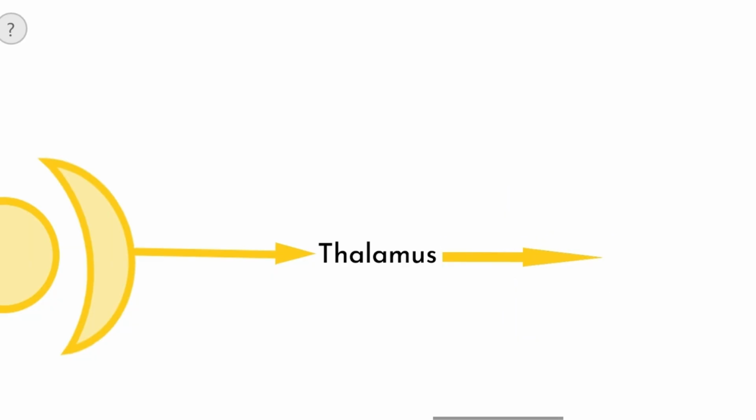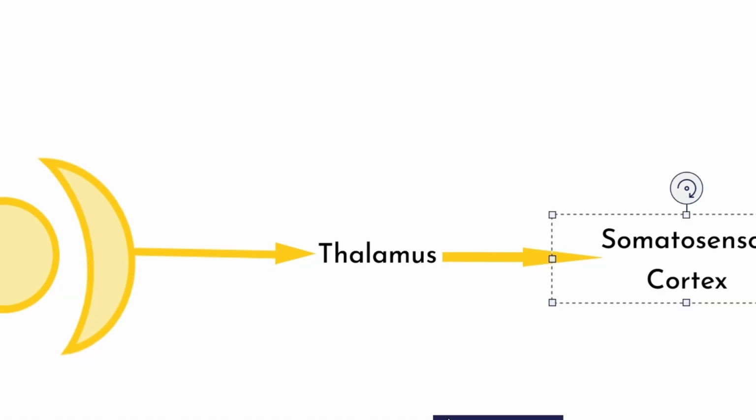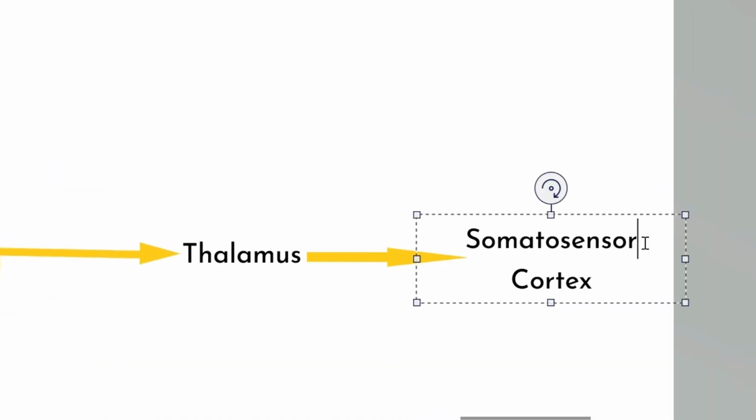So the thalamus is going to pass its information on to the somatosensory cortex. Have I spelt? No, I've messed that up. Somatosensory. I can't type and speak at the same time.